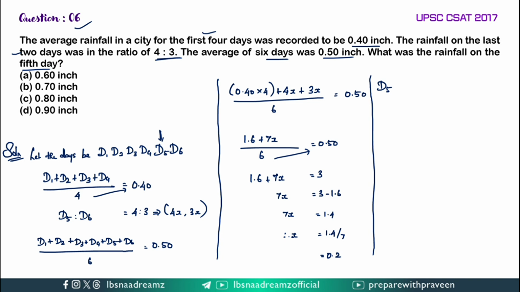We have to find the rainfall on 5th day. So D5 is equal to 3x, sorry 4x, right? So D5 is equal to 4x, 4 into, we know the value of x, which is equal to 0.2, we'll get 0.8 inch. So therefore D5, that is the rainfall on the 5th day, is equal to 0.8 inch. See, 0.80 inch. Yes, option C, 0.80 inch is the right answer.